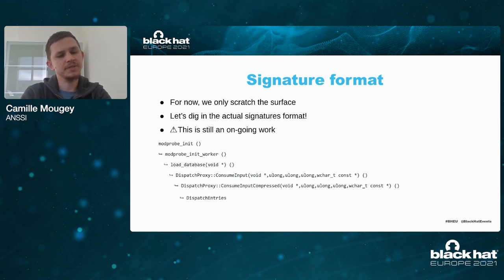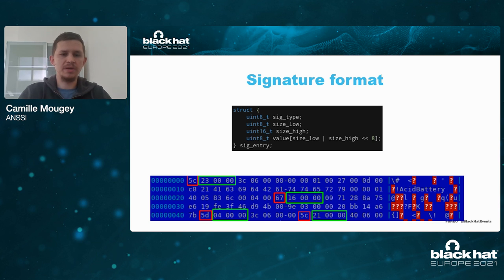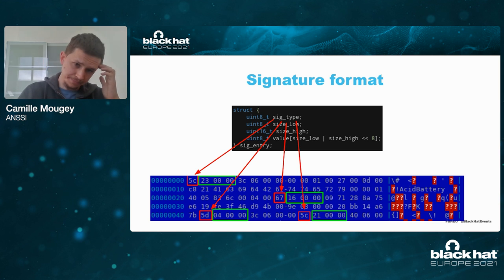Okay. So for now, we only scratched the surface, and we want to understand how the signature format is made. The call trace when the signatures are parsed is this one. The idea is that it will decompress the VDM file and then dispatch each signature to the callback made to handle it. The basic format is like that: you have a signature type on 1 byte, then the size, and then the data of the signature. So here we have the 5C signature type, then its size, then its relative data.